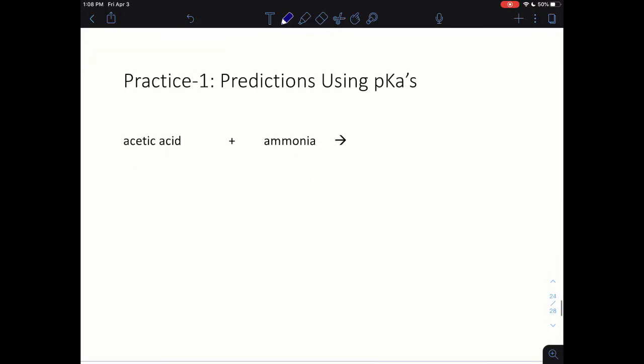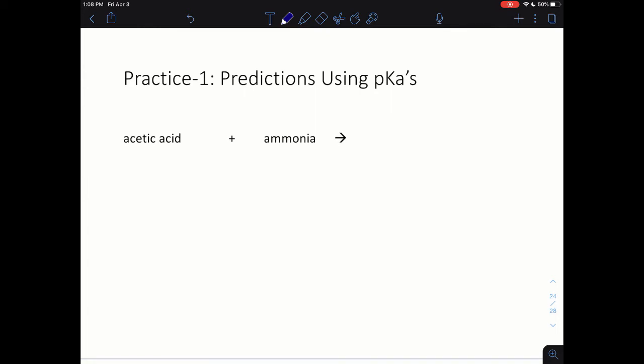So once you've tried this for acetic acid plus ammonia, then come back and let's do it together. So acetic acid looks like this. I'm going to draw the skeletal structures. The really important part is that you draw out the acidic bond, and the acidic bond in acetic acid is that OH. I'll go ahead and put my lone pairs in too.